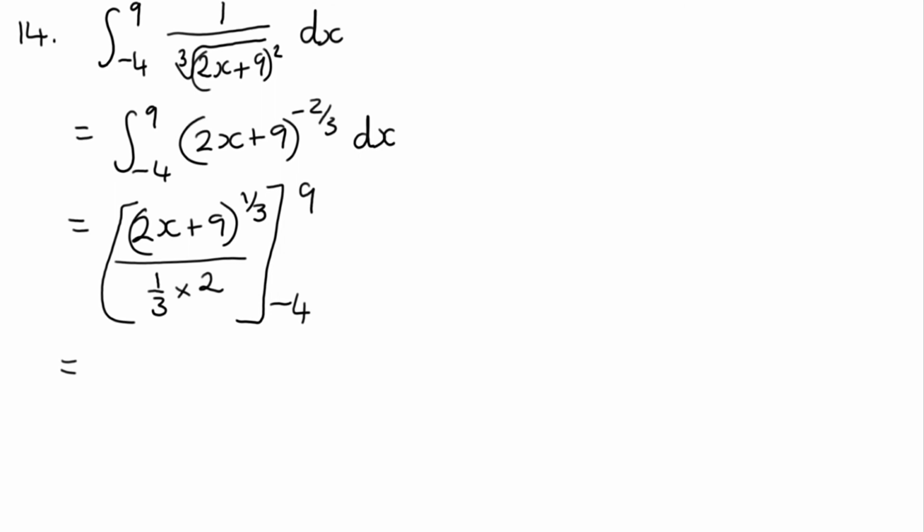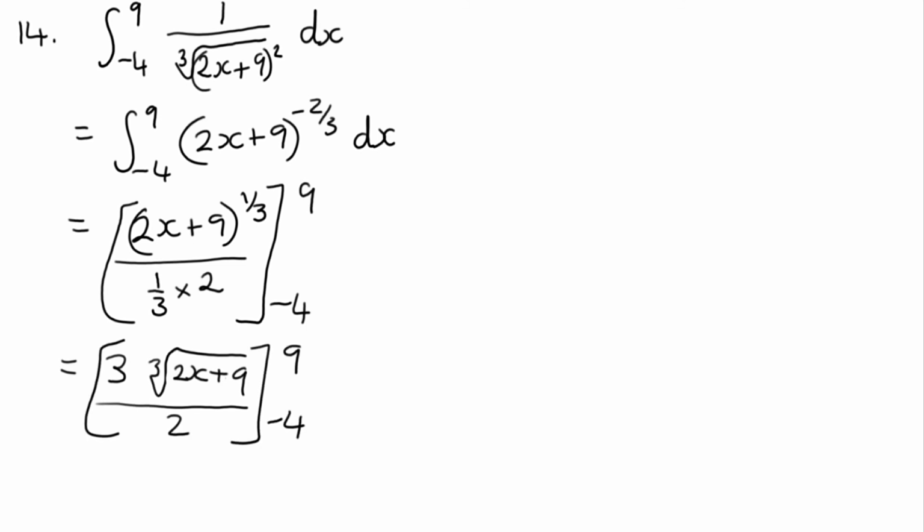So on the denominator, you're going to have 2/3. So we can bring the 3 up, and that'll be a cube root of 2x plus 9. And on the denominator, you'll just have a 2. Now we're ready to substitute our 9 and our -4 in and subtract. Make that look like a cube root. Hold on.